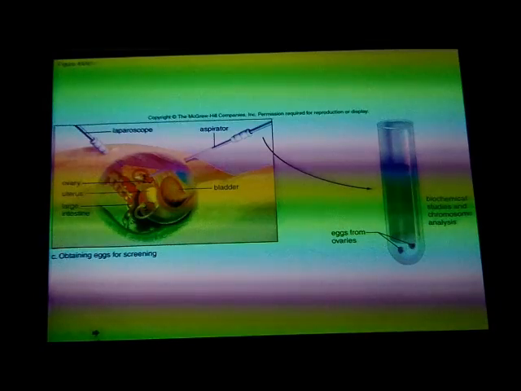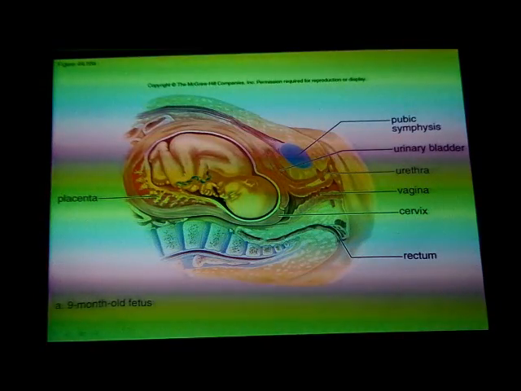They can even take eggs out of the ovary. That's what this is showing. Anyway, this stuff isn't from your book. This is from the old book. Anyway, so here comes the birth.